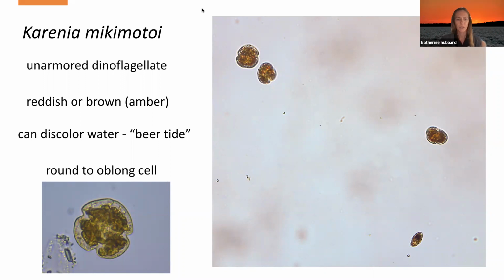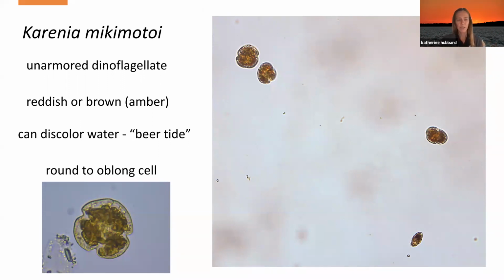They tend to be reddish or brown, and they've been referred to, especially in some of the Alaskan blooms, as being amber. And when they discolor water, the Alaskan bloom that happened in 2013 was referred to as a beer tide because of that color. And when you see a water sample that's just full of Karenia mikimotoi, it really is this sort of dark amber or brown color.